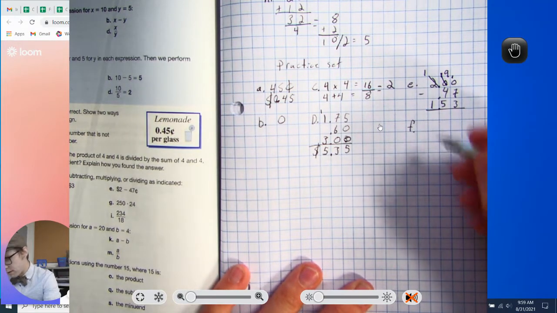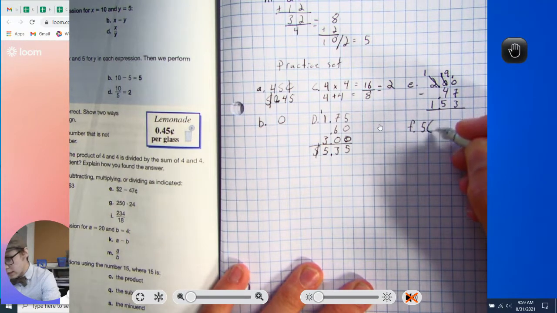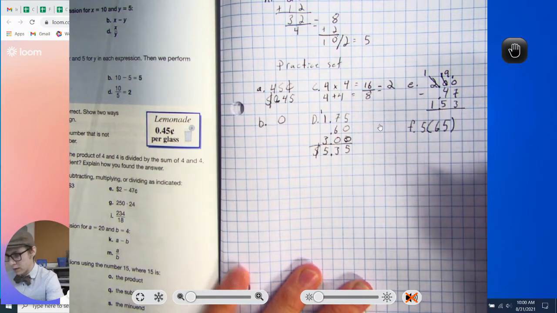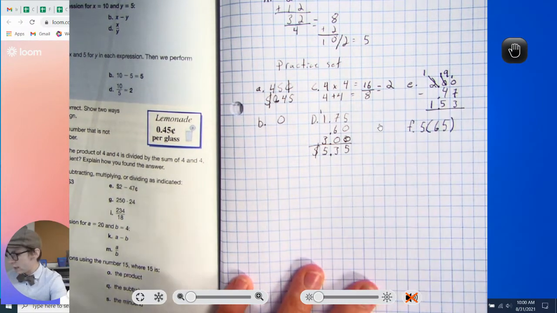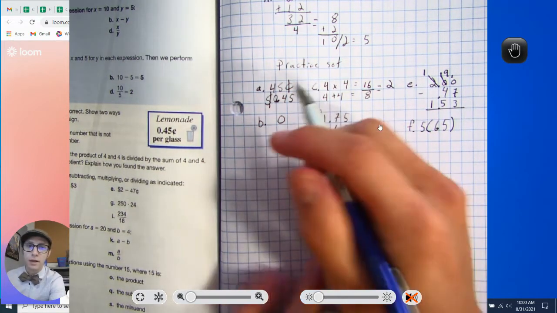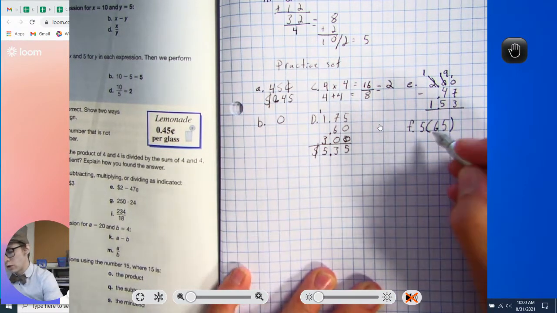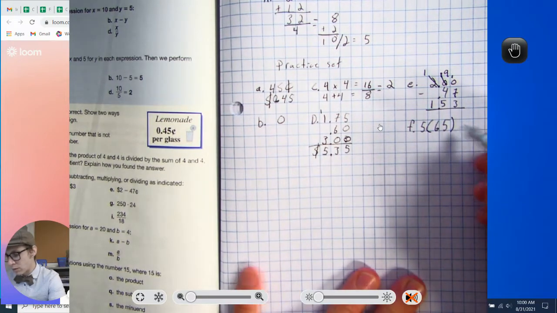All right, F. 5 is all cuddled up, nice and close to 65. Okay, 65 cents. We can leave it at 65 if you guys want to. Whatever we do at the end, we have to keep that cent sign there, or we can turn it into a decimal. Either way works. But we're going to go ahead and multiply this out.